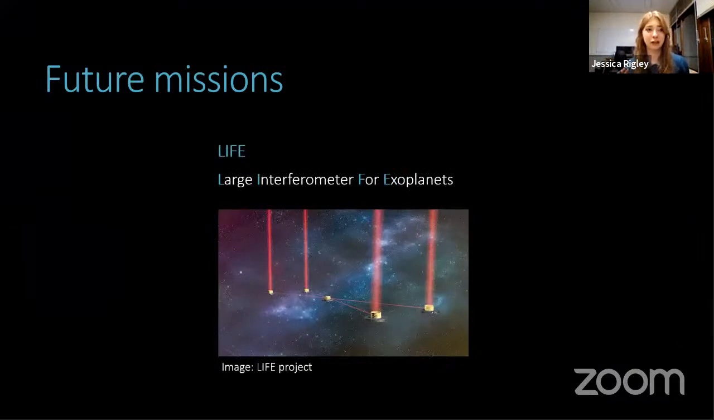And then one other mission, which is even more preliminary, is called LIFE. And so this is the Large Interferometer for Exoplanets. And so this would do something similar to the Large Binocular Telescope Interferometer that I mentioned earlier, except this would do it in space. So again, this would combine 4 telescopes, all flying in formation. So they have to communicate together where they are in space, and they all look at the star at the same time. And then you can kind of combine the light from the different telescopes together to then find Earth-like planets.